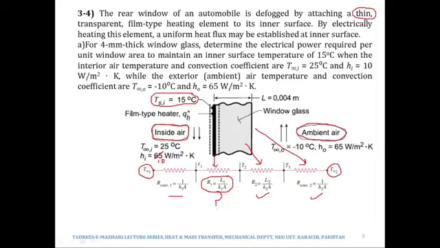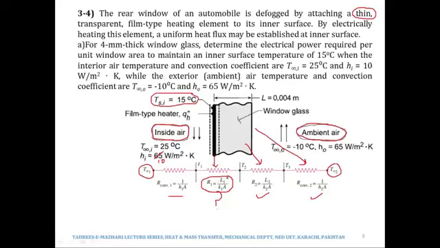When you see the words constant properties, you take conductivity as constant. When you see the words steady state, you take dT by dt as constant, etc. So there are certain words that require your attention. Over here, the word that requires your attention is the word thin. So if this heating element is thin, it means that L is a very small quantity.